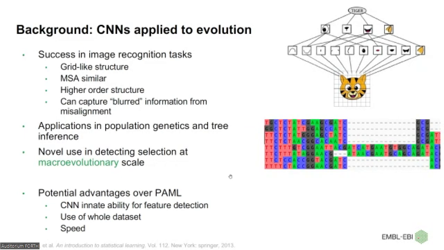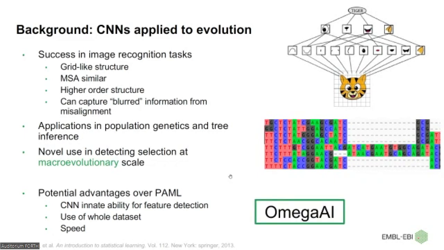Potential advantages going into it that we thought we could see was the innate ability for feature detection, like I mentioned above, which is not necessarily included in models. We could be able to detect features beyond that. And in the same vein, use of the whole data set rather than just summary statistics, and also potentially making detection faster if we're scaling up the problem.